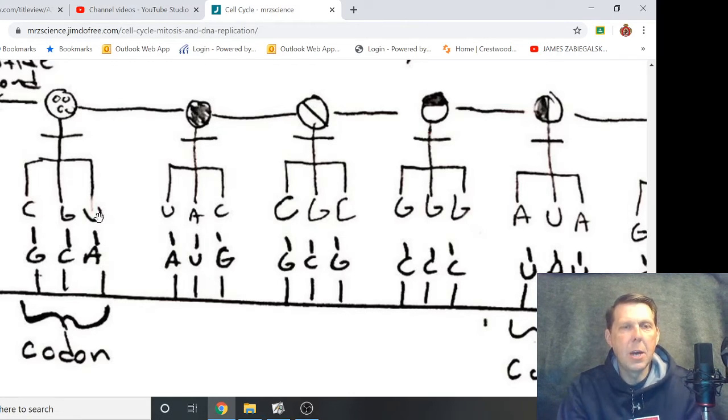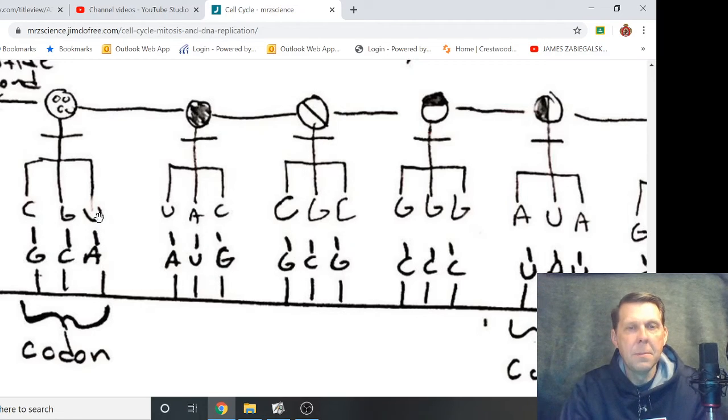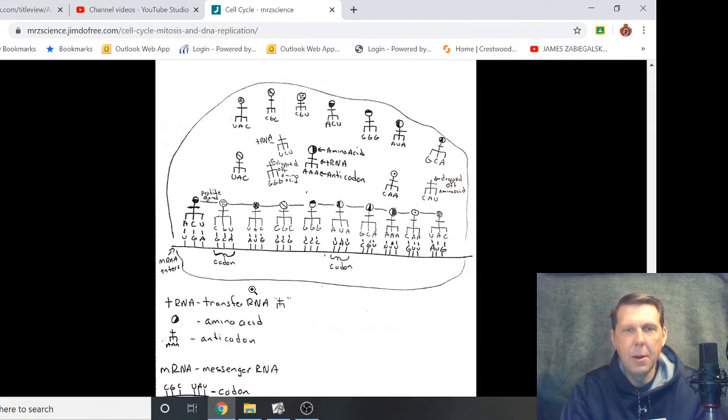Remember, this is uracil because there's still no thymine. The only place you'll find the T is on the DNA. For this part of the mRNA, its codon was AUG, its anticodon UAC. All right, so here's an example here.